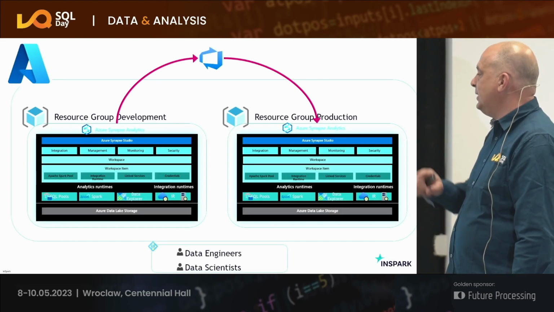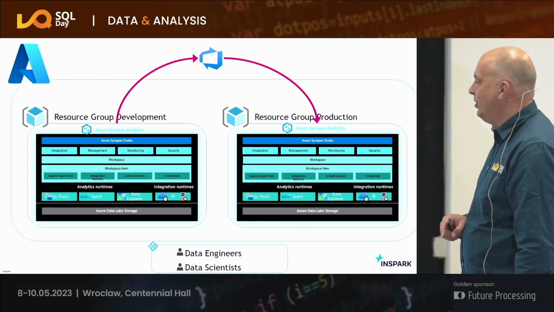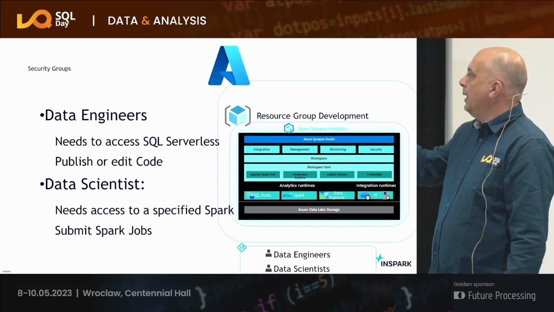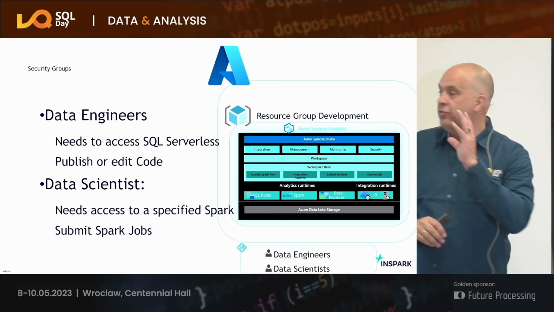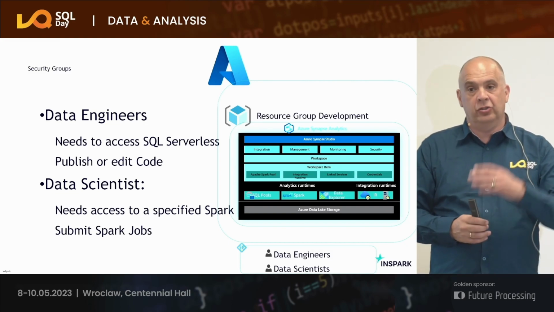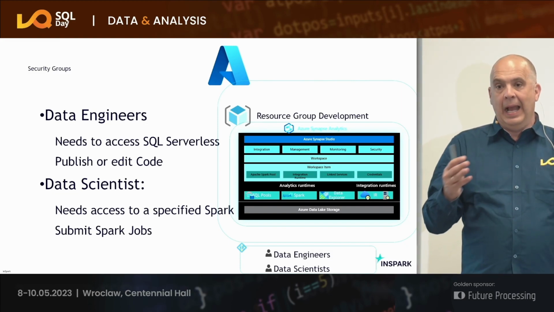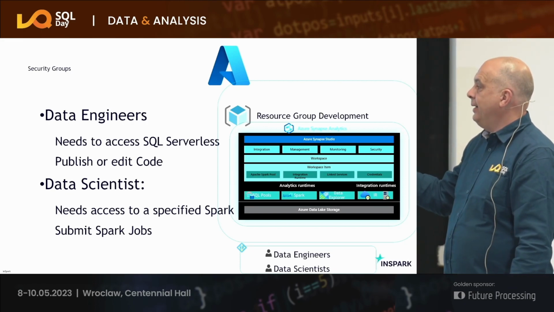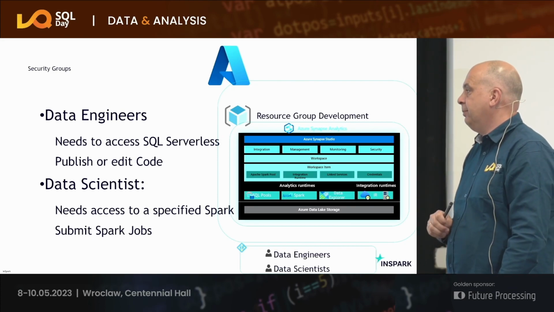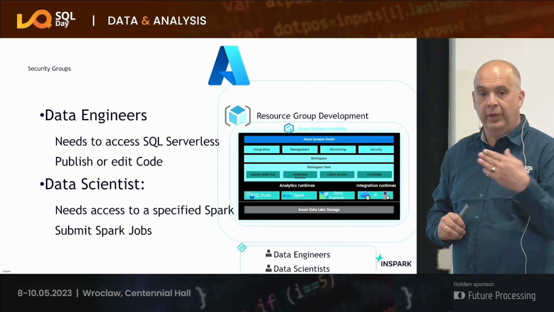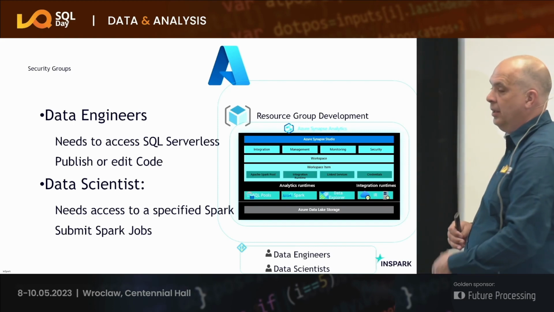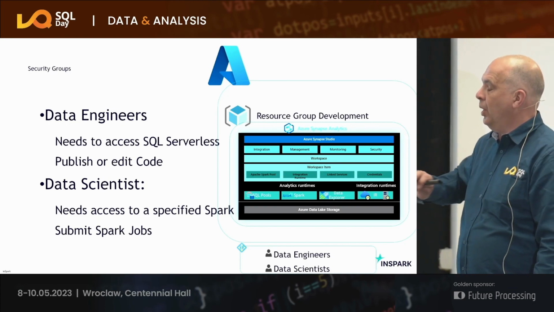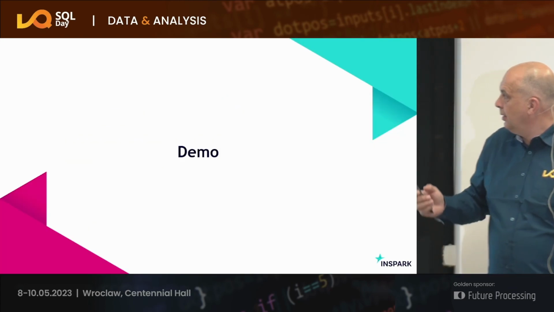So let's have a look at what we can do with the data engineers and the data scientists. The data engineer needs to have access to the SQL serverless layer. I just showed you, I can now go to SQL serverless and start doing queries. And he needs to edit or publish code. The data scientist needs access to a specified Spark cluster, so we can assign that as well, and he needs to submit some Spark jobs. So that's the use case I'm going to show you in the demo.